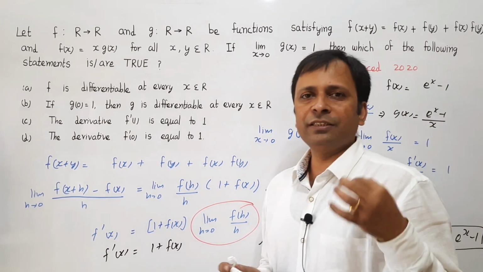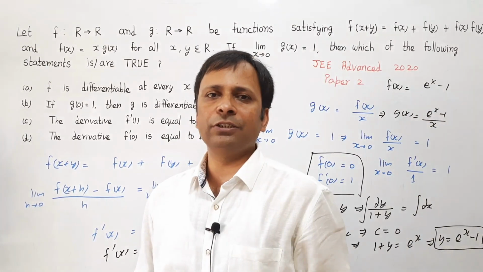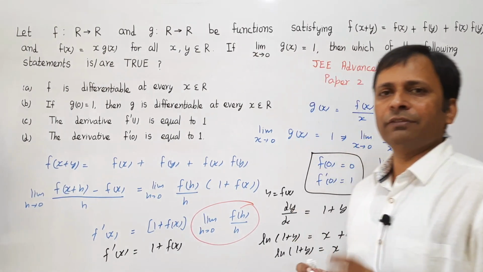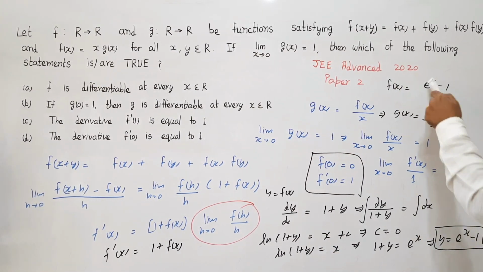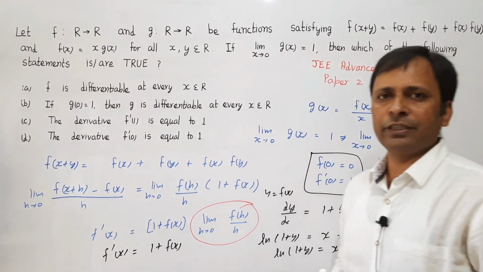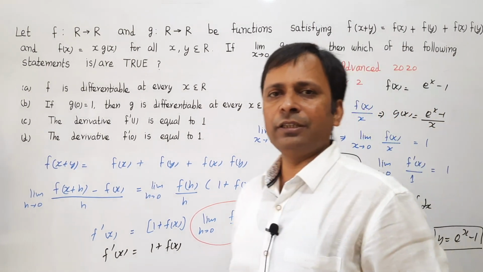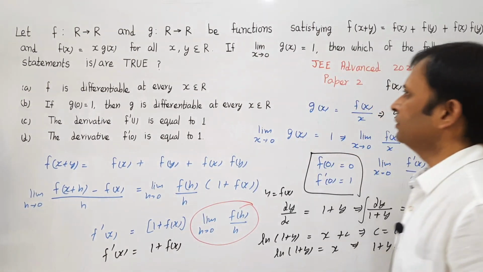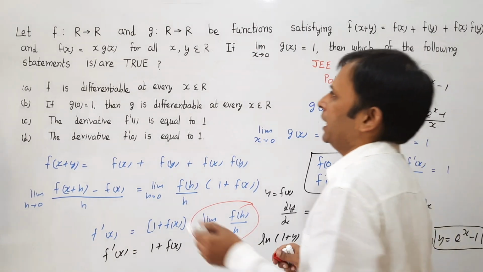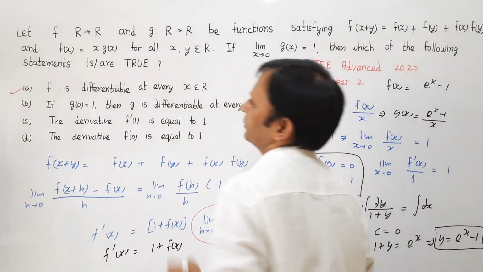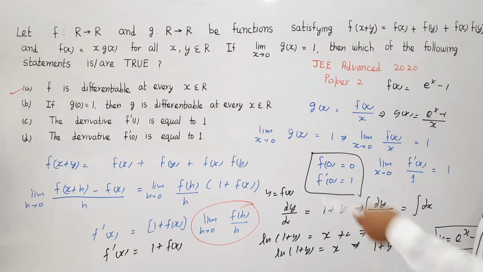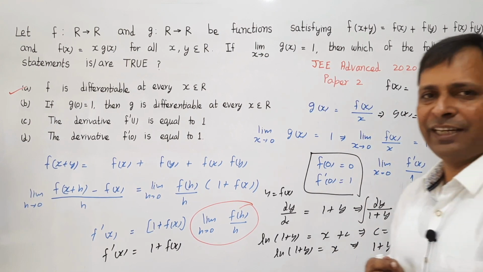Now the question is solved, because now we can simply say that this f(x), e to the power x minus 1, is always continuous and differentiable for all real values of x, because e to the power x and 1 do not have a problem anywhere as far as continuity and differentiability are concerned. So our first option, which is f is differentiable for all real values of x, is correct. So our option A is the right answer.